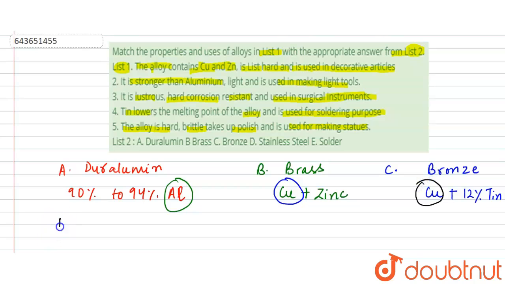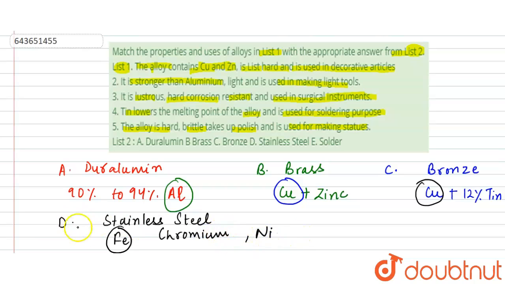Now D, the alloy given is stainless steel. Stainless steel is mainly an alloy of iron, but iron is easily corroded when it comes in contact with air, O2 plus water, it gets corroded easily. So it also has some other elements like chromium, nickel, and many more. But here the main element is iron.